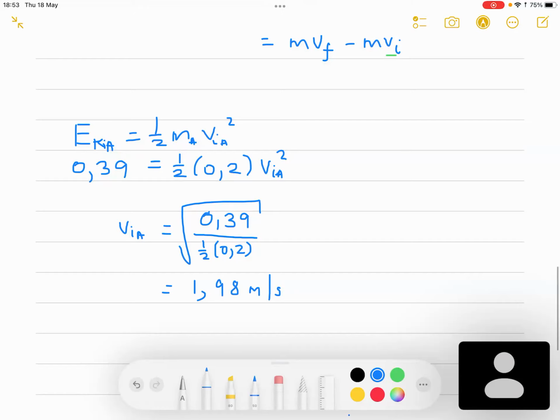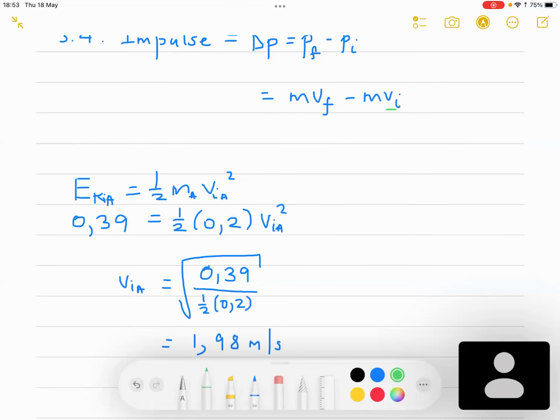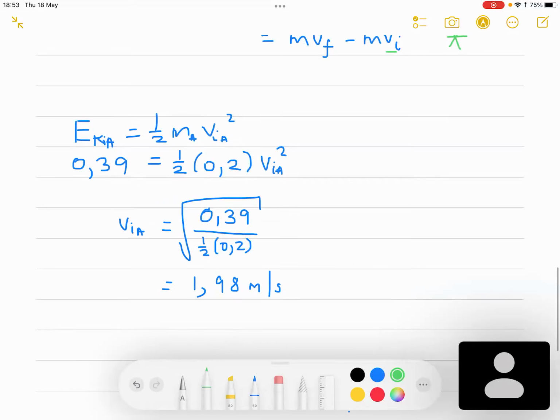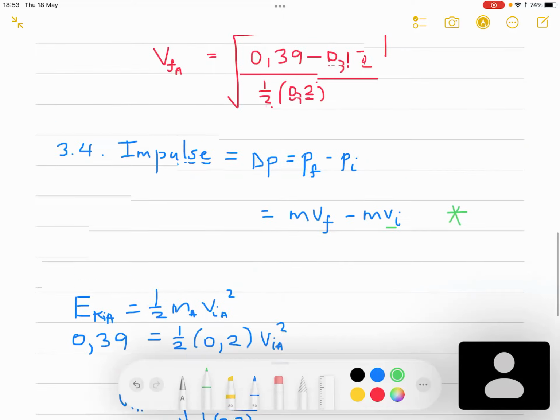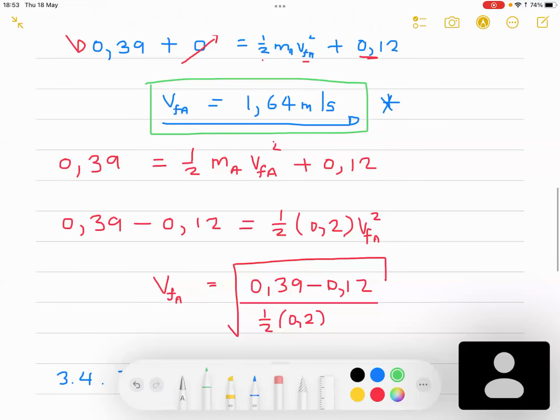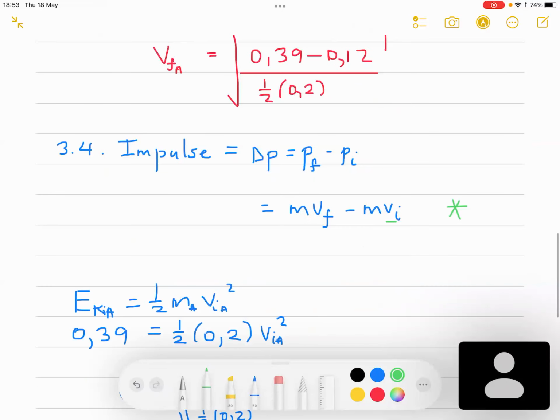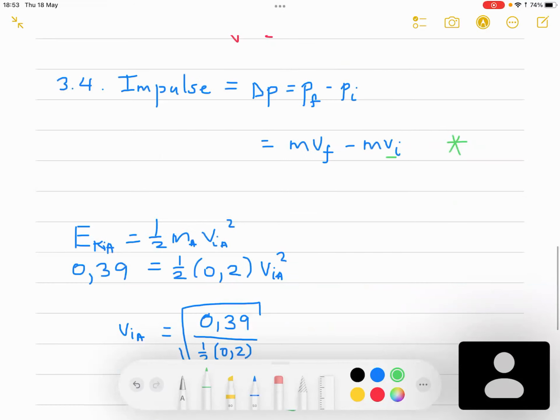And I needed this to come back to this equation here because I'm trying to find the impulse. Okay, so now I've calculated v initial of A. And here I have v final of A. And I know the mass of A. I can calculate the impulse. Okay, so that's what I'm going to do.